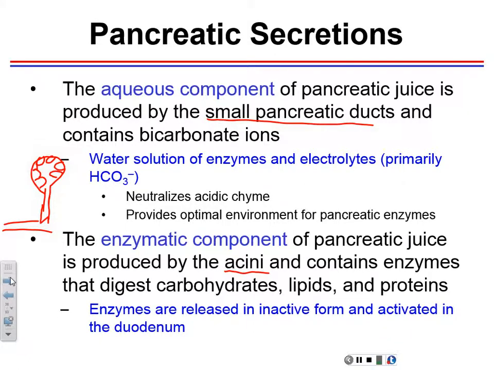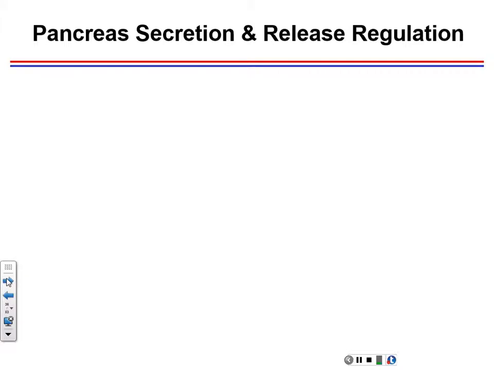Right? So just know that the aqueous part, which contains bicarbonate ions, is made by the small pancreatic ducts, and then, of course, the enzymatic component is made by the acinar part, or the exocrine function of the pancreas, right? And then the endocrine function will produce the glucagon and insulin, which are proteins, so therefore they can't go into the digestive system, they will be digested. They go into the blood. Endo: secrete within, secrete into blood.